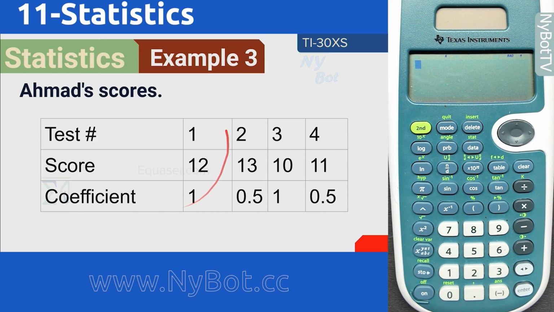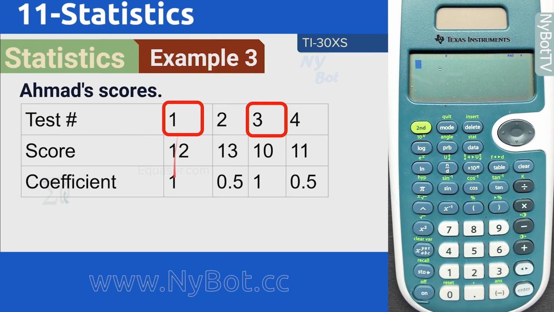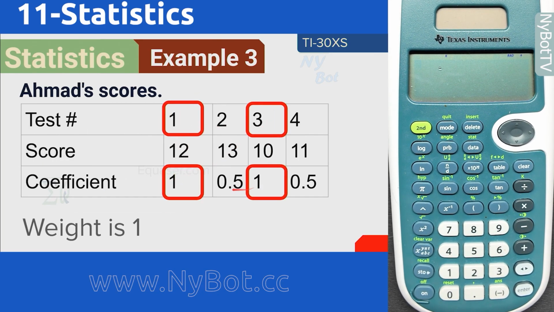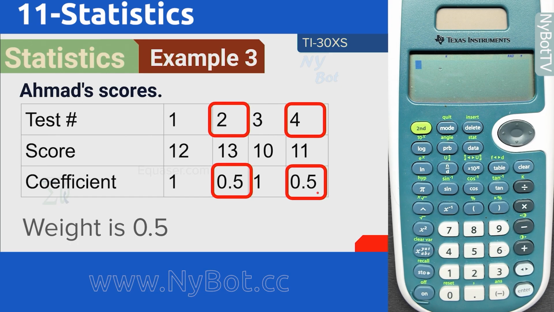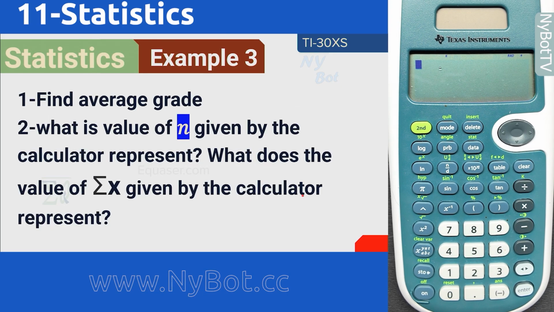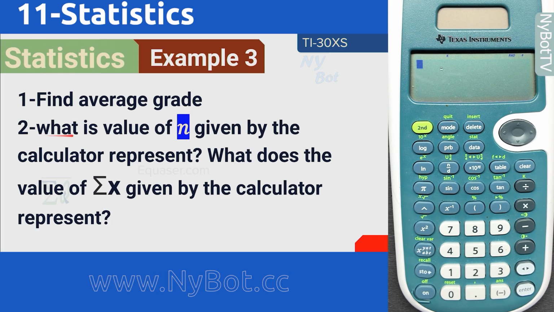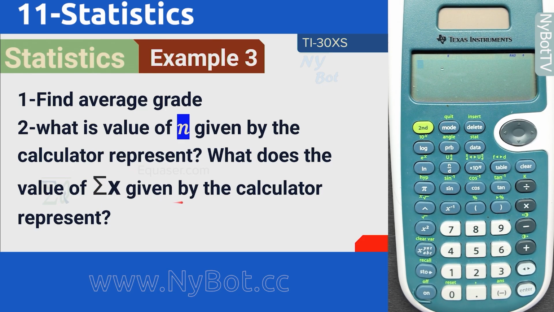For test 1, the coefficient is 1, and test 3 is also 1. The weight is 1. And for test 2 and 4, the weight is 0.5 and 0.5. Now the question says, find the average grade. 2, what does the value of n given by the calculator represent? What does the value of summation of x given by the calculator represent?